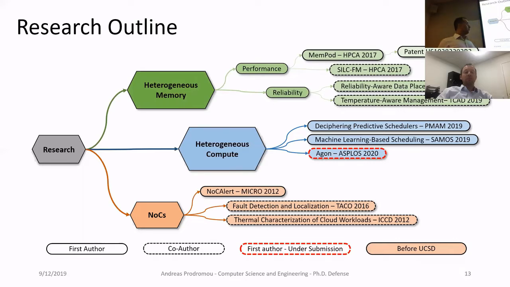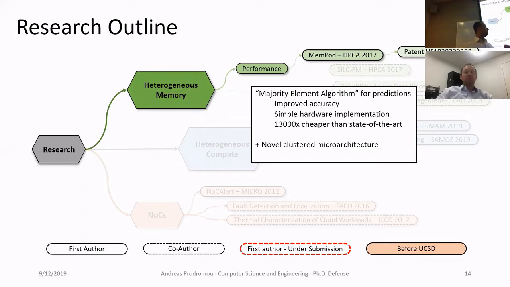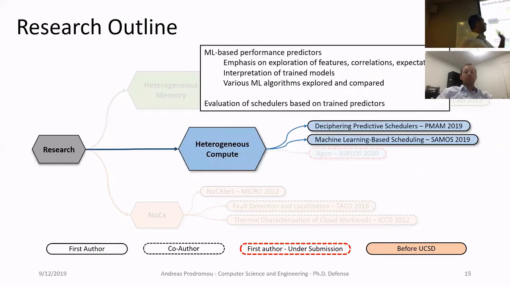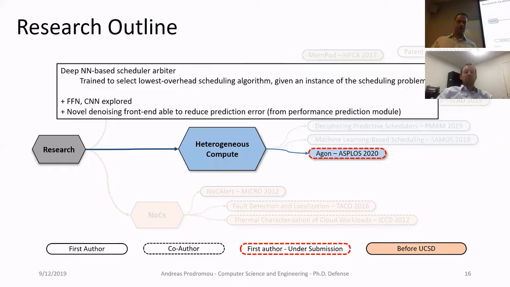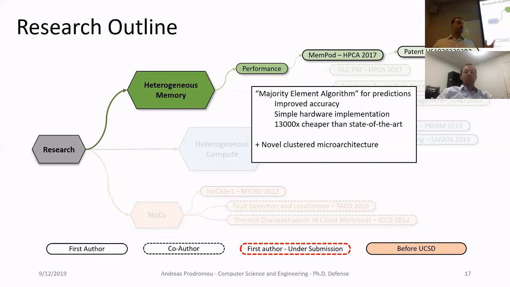In today's presentation, we'll discuss MemPod, where we adopt a majority element algorithm, improves accuracy, and it's much cheaper. We'll also discuss machine learning-based performance predictors that we developed. And finally, neural net-based scheduler arbiters. We'll talk a lot more about all these. So let's begin with MemPod.